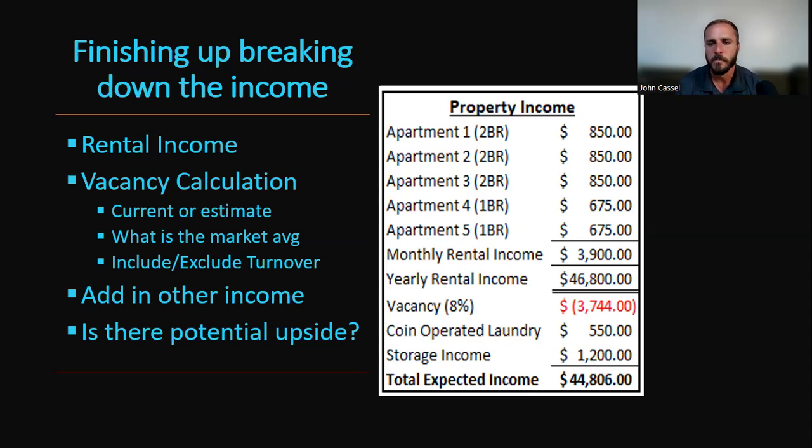There's generally a common number for your market, a market average that you can go with there. I usually budget a little bit higher so I can include turnover costs in that as well. So if I budget maybe 10% instead of 8%, then you're giving yourself a little extra cushion. But it's good to find your market average for other multifamily in the area, and then go with that. But be conservative with your number. So you take that off the annual rental income, and you add back any other income that you'd have, maybe coin operated laundry, storage income, and that gives you your total expected income.